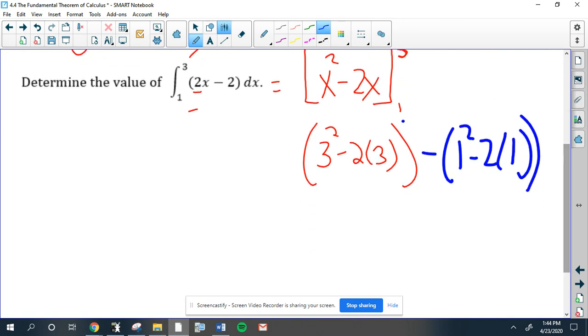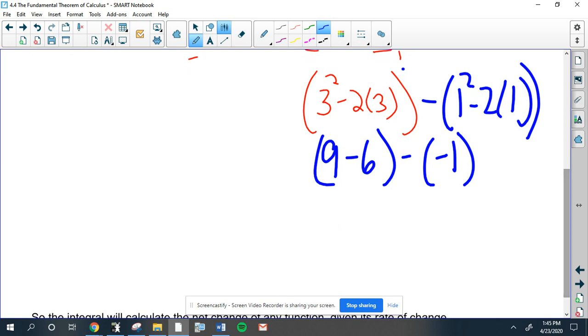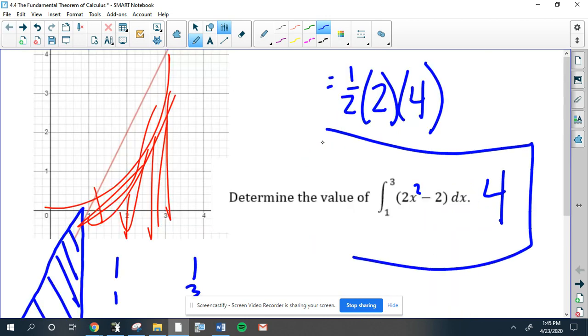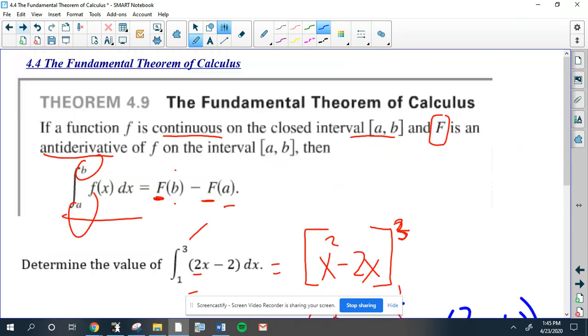And then evaluate. 3 squared is 9, minus 6, minus 1 squared minus 2 is 1 minus 2, which is negative 1. 9 minus 6 is 3. Minus a negative 1 is plus 1. So this definite integral is 4, which isn't surprising because we just did that with the area. So it looks like this works, and it does. Trust me on that.